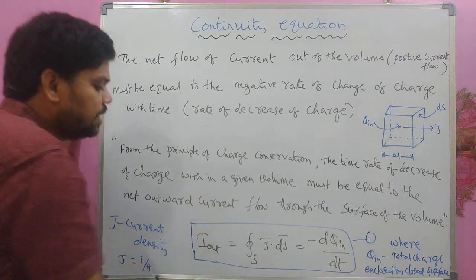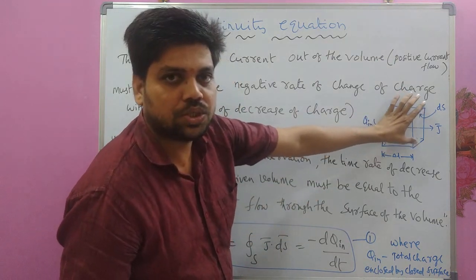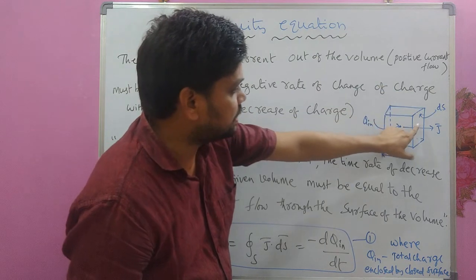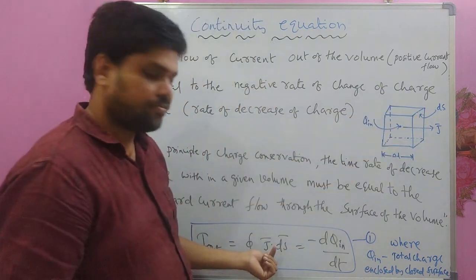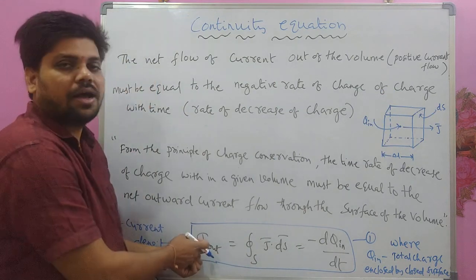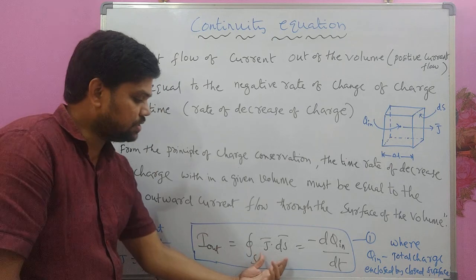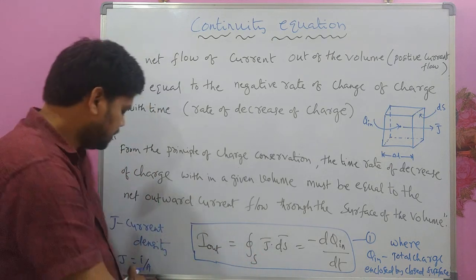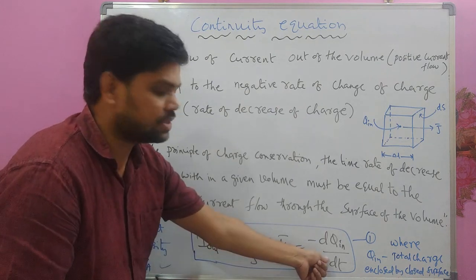The total current I can be written as an integral. How much is the surface? The total current density multiplied by that area, that is dS, will be given as I out, the outward current flowing through it. So this is the formula for I. But how is it equal to this?